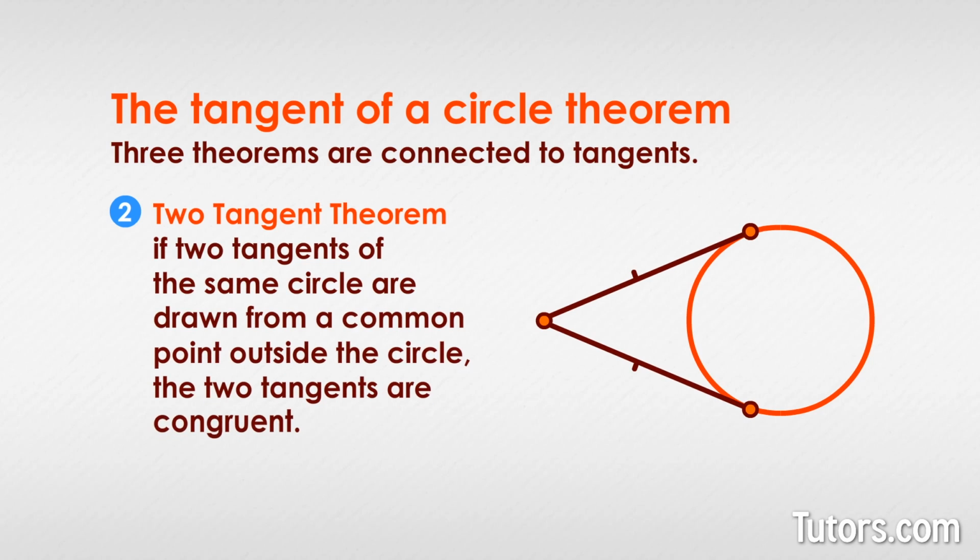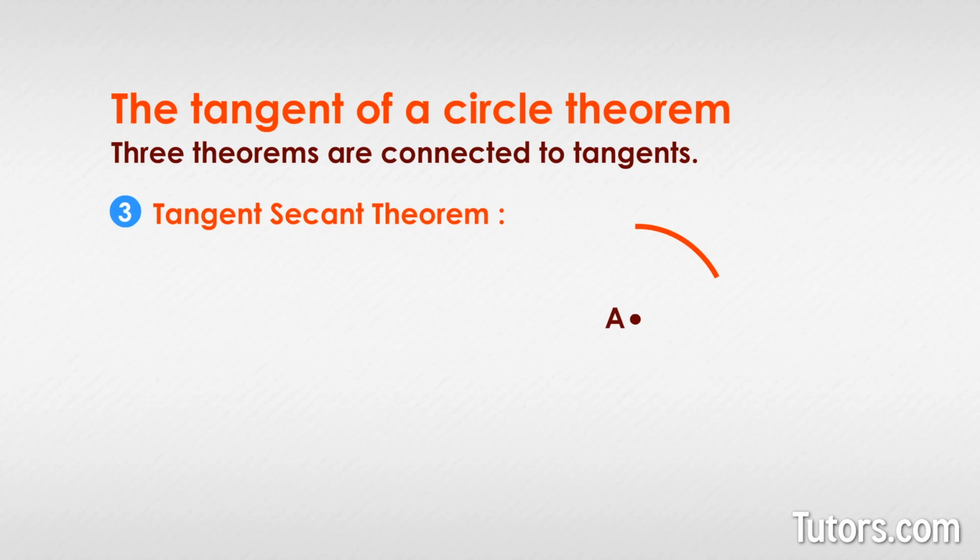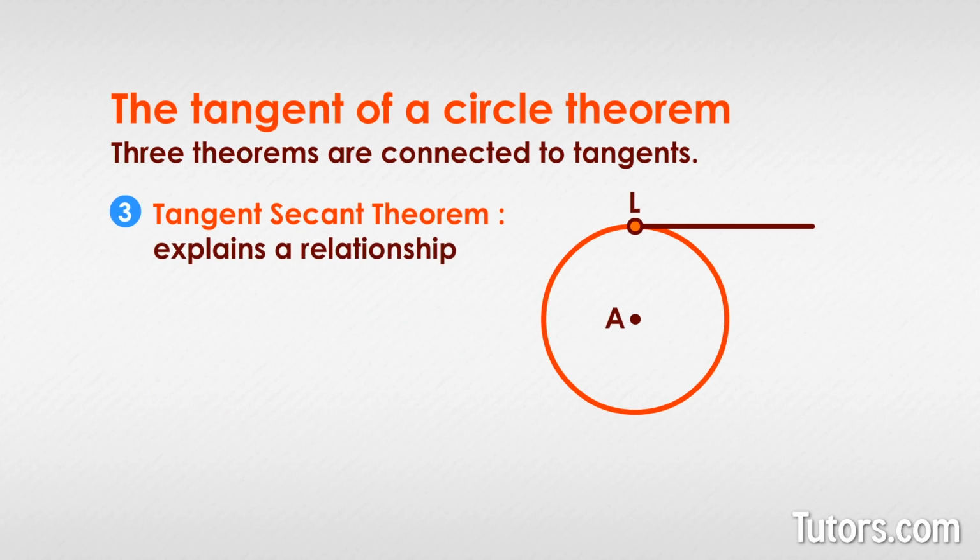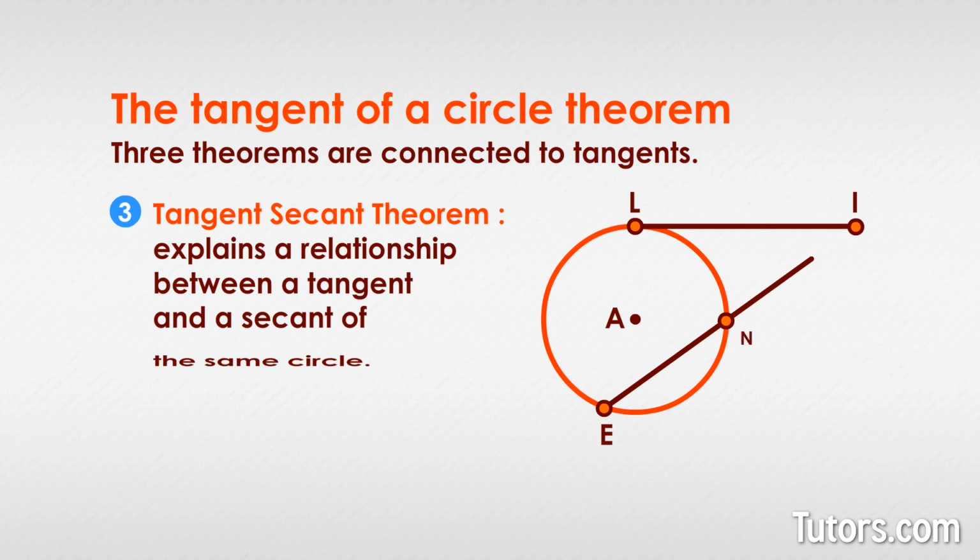2 tangents are congruent. The tangent-secant theorem explains a relationship between a tangent and a secant of the same circle. With point I common to both tangent Li and secant En, we can establish the following equation. Li squared equals IE times In. Though it may sound like the sorcery of aliens, that formula means the square of the length of the tangent segment is equal to the product of the secant length beyond the circle times the length of the whole secant.